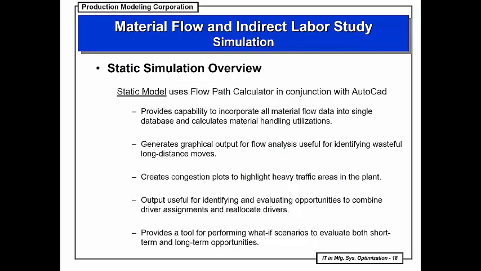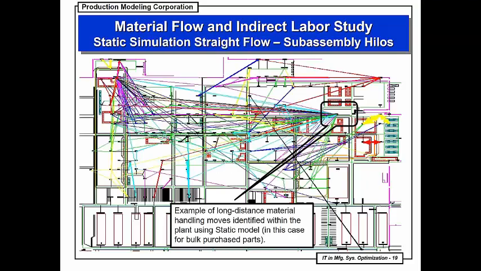Again, it's very graphical, so it gives you a good understanding of the flow, and especially to present this to your upper management, it's very graphical for them to look at. So this is the material flow being done using the static model, or say the flow path calculator. You can see, again, this is a Euclidean flow. That means it's a straight line from the source to destination. The flow is not going through any of the aisles. So you can see all the flow happening in the plant.